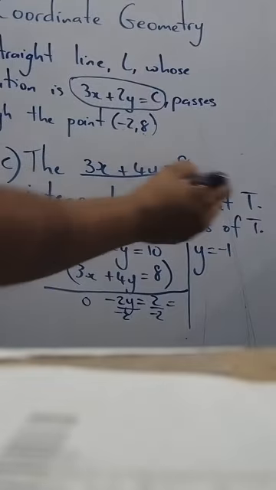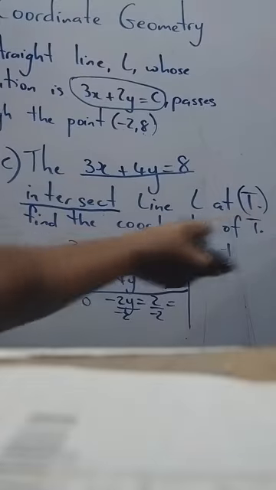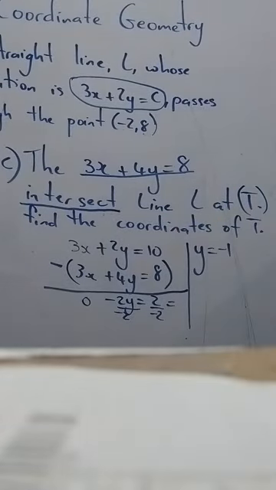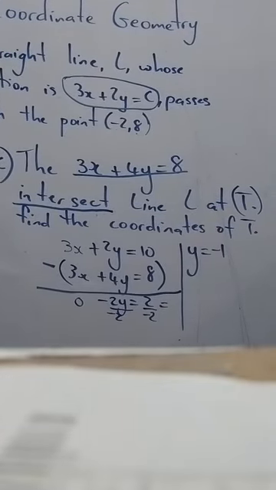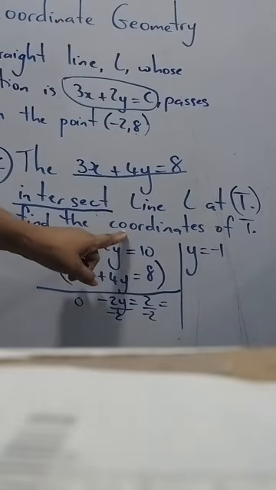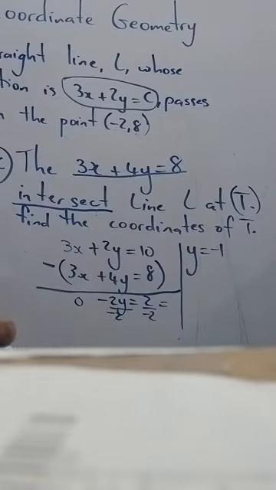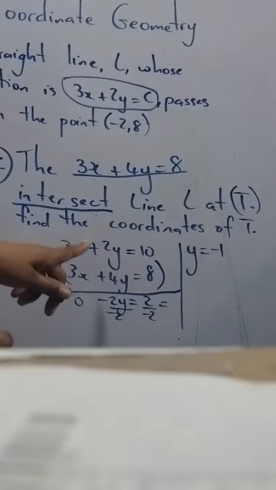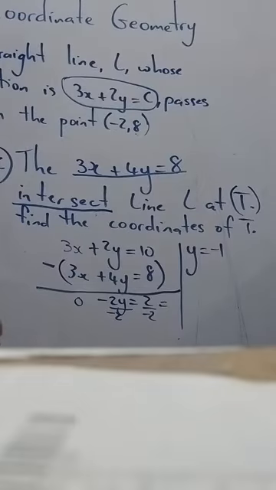Remember that T represented a point. If that's a point, it means that it has both x and y coordinates. And notice it said find the coordinates, which means that if I know y, I need to substitute y in any one of these, because the value in any one will be the same since it's where they intersect. I will now substitute y into one of those equations to find x.